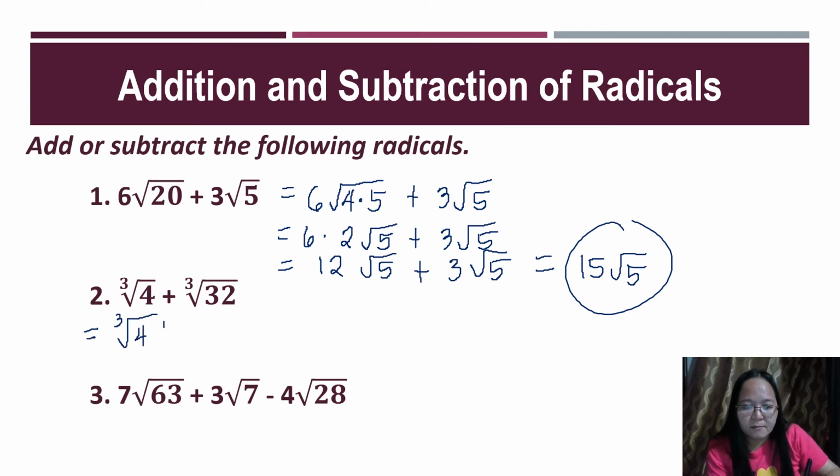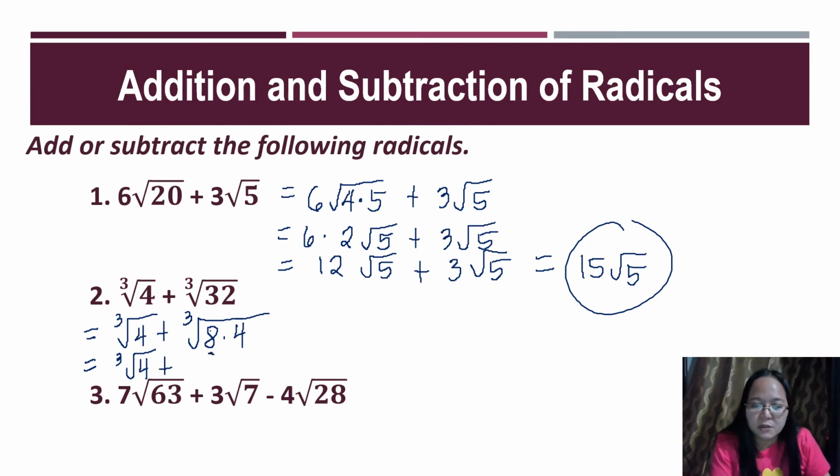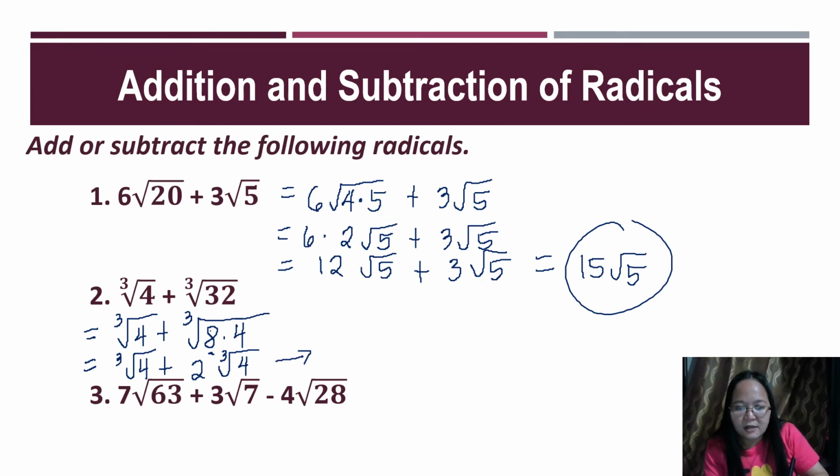Cube root of 4 plus cube root of, let us express or think of a factor pair of 32 in which one of its factors is a perfect cube. 32 is equal to 8 times 4. So we have cube root of 4 plus, we know that 8 is a perfect cube, and the cube root of 8 is 2. And then 4 will be left inside the radical sign. So we now have cube root of 4 plus 2 cube root of 4.